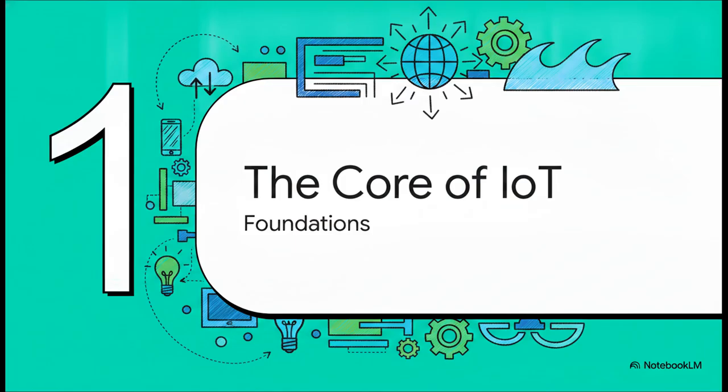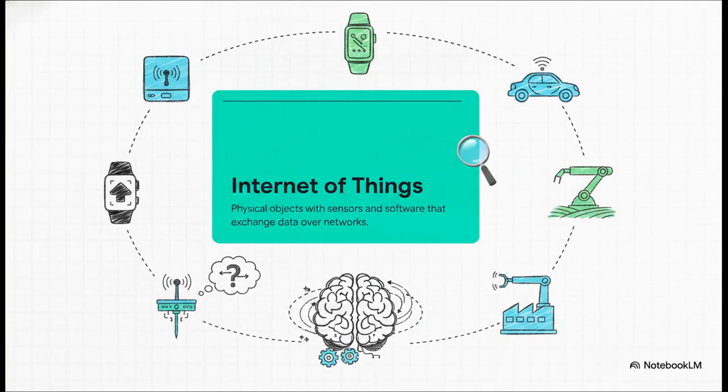Section 1. The core of IoT. So what exactly is the Internet of Things? Basically, it describes physical objects that are embedded with sensors, processing power, and software that exchange data with other systems. But here's a really important distinction. The name Internet of Things is actually a bit of a misnomer. These devices don't necessarily need to be connected to the public internet that you and I use every day to browse the web. They just need to be connected to a network and be individually addressable to become intelligent.